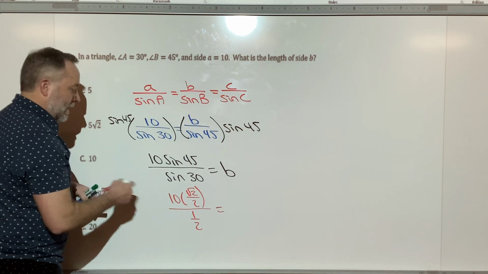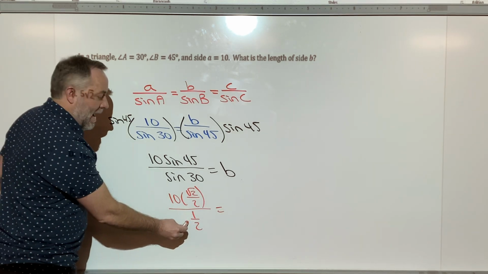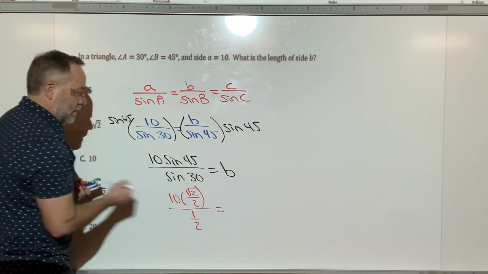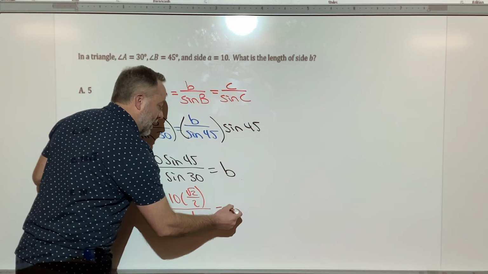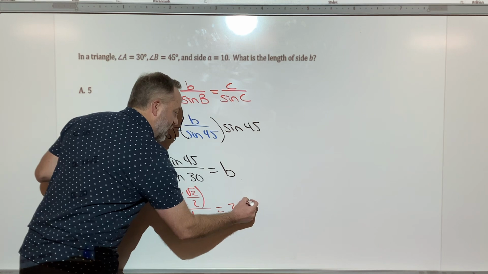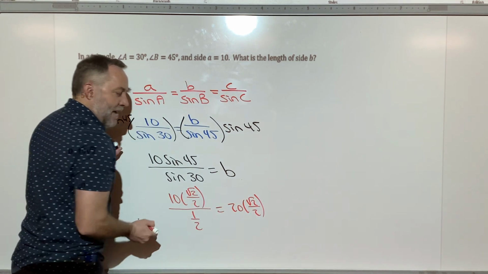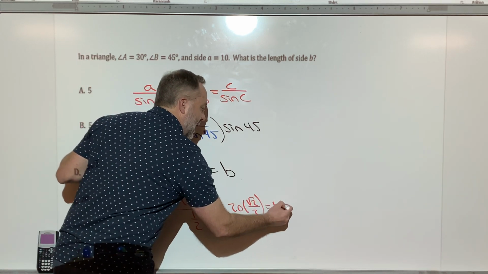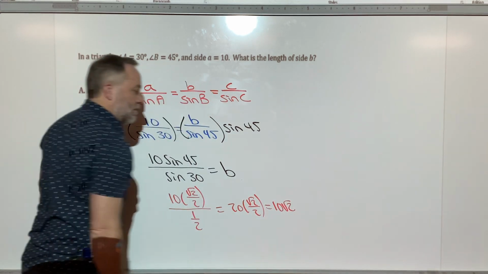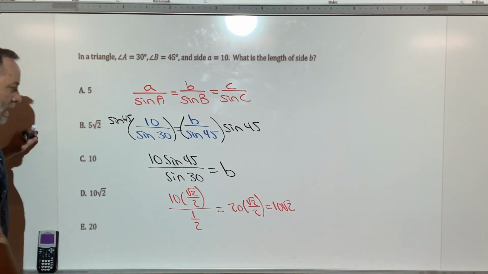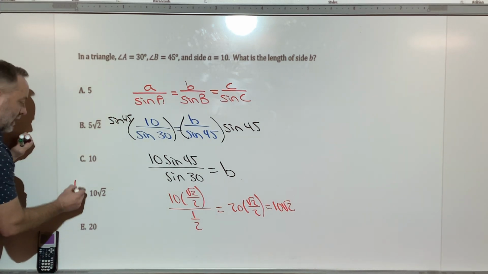And what that looks like is 10 divided by 1/2 is actually 20. When you divide it, it's like multiplying by 2. So this would be 20 times the square root of 2 over 2. But then 20 divided by 2 is 10. And so we have 10 times the square root of 2. And we can find that in selection D.